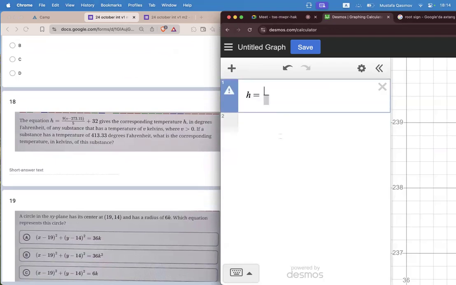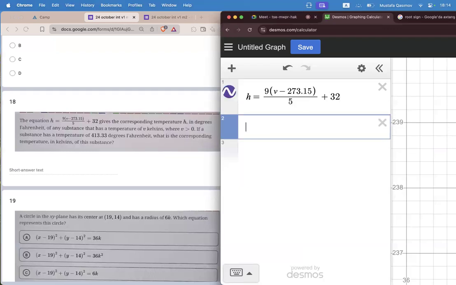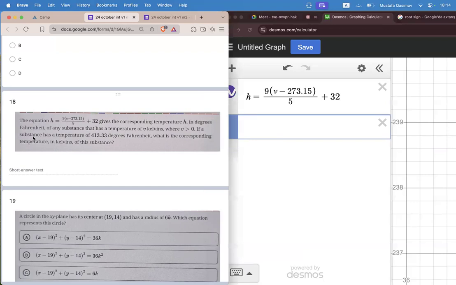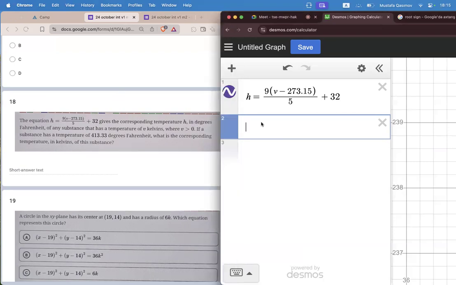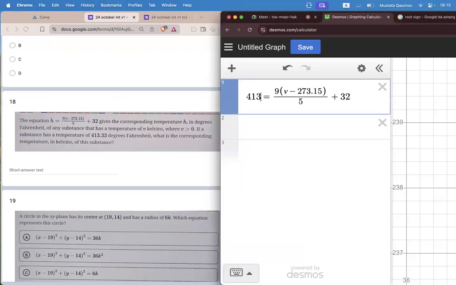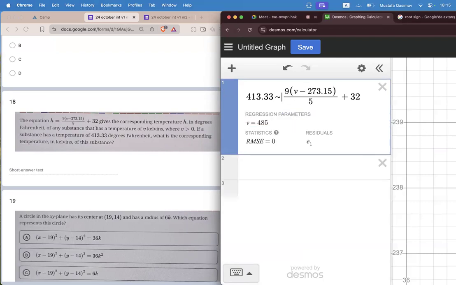H is equal to 9 multiplied by v minus 273.15 plus 32, over 5. Then it says that if a substance has a temperature of 413.33, it means Fahrenheit, and here H is represented by Fahrenheit. So you can write 413.33 instead of H. Then V is equal to 485.